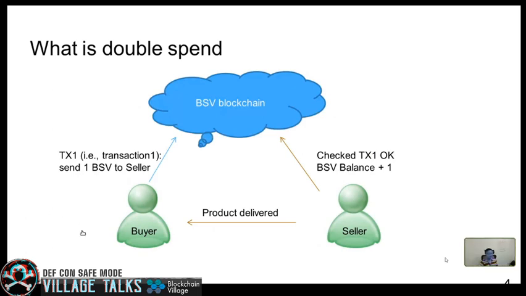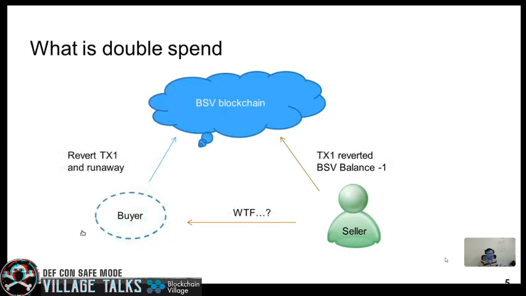So this sounds great, right? The seller earns money. However, in the next step, the buyer runs away. Suddenly, he does something to revert the original transaction, transaction 1. Transaction 1 is reverted, and the seller will find out. Then the BSV balance will be -1 because it no longer exists. The seller cannot get back the product, and the buyer has run away. So this is what double spending is. The seller loses money. The buyer is a hacker.